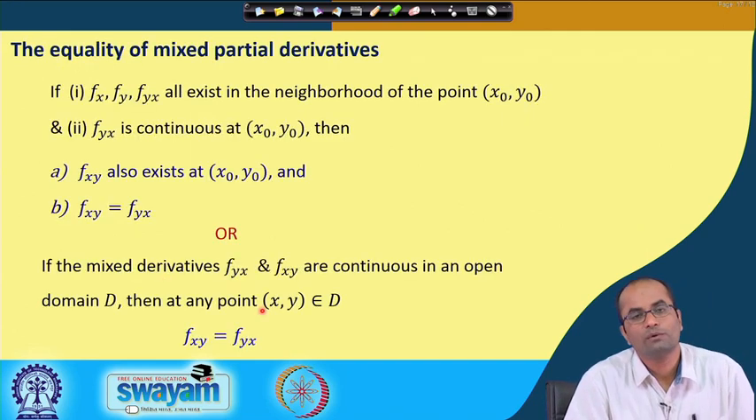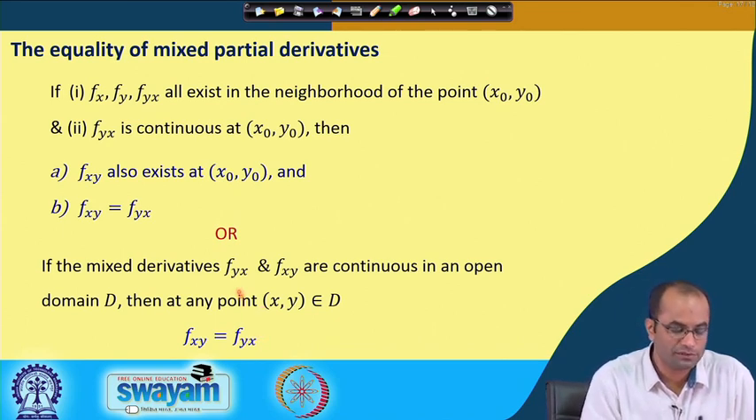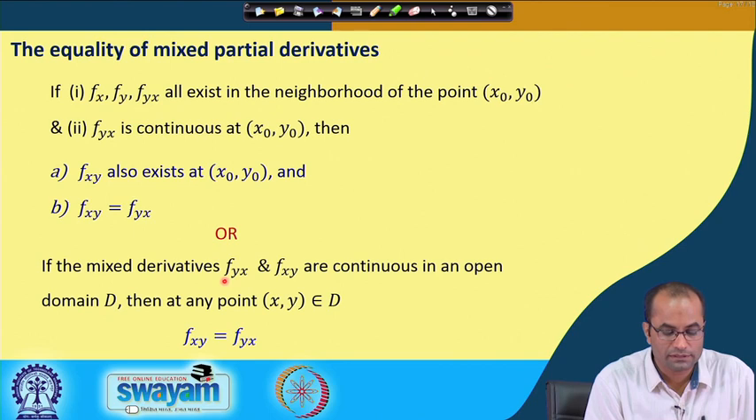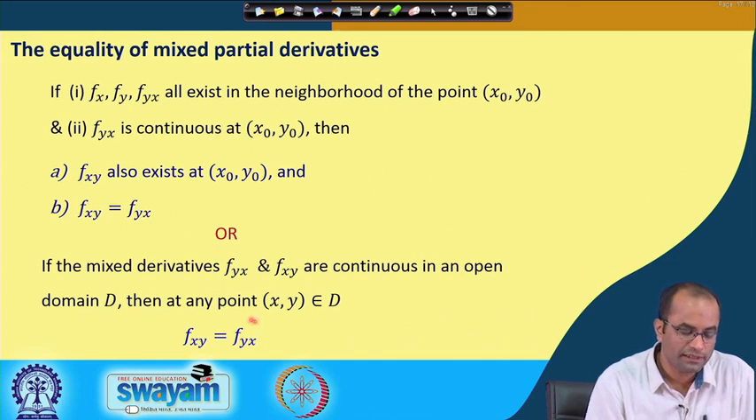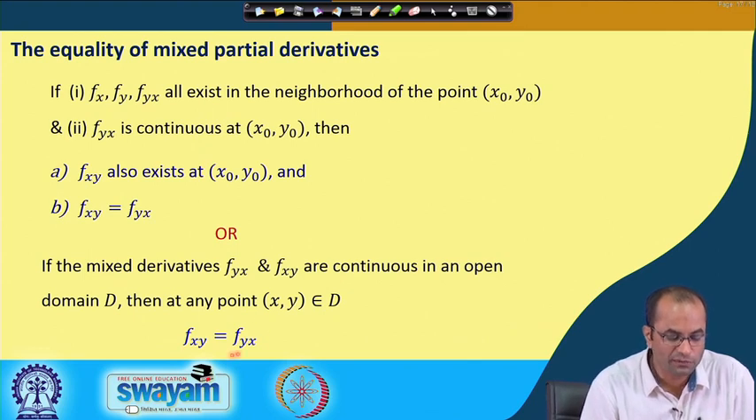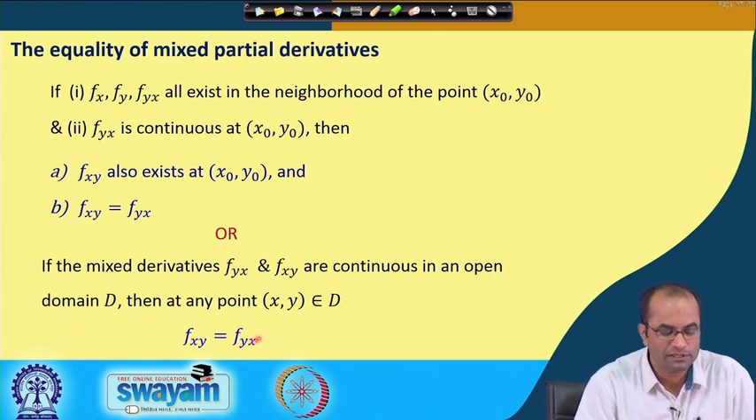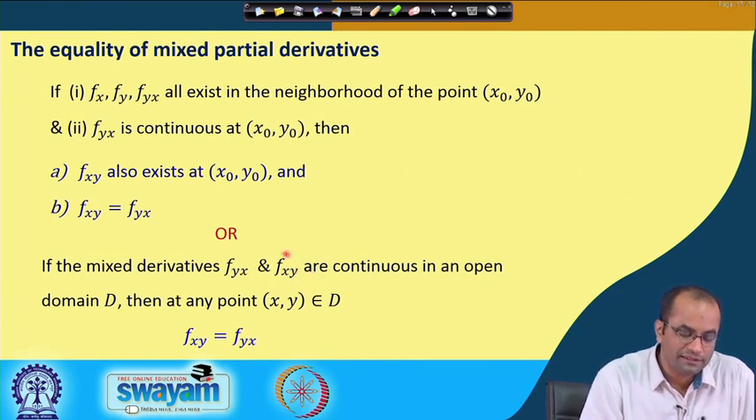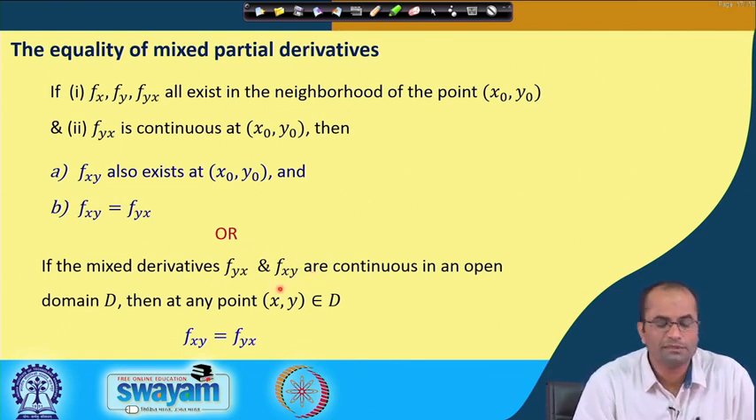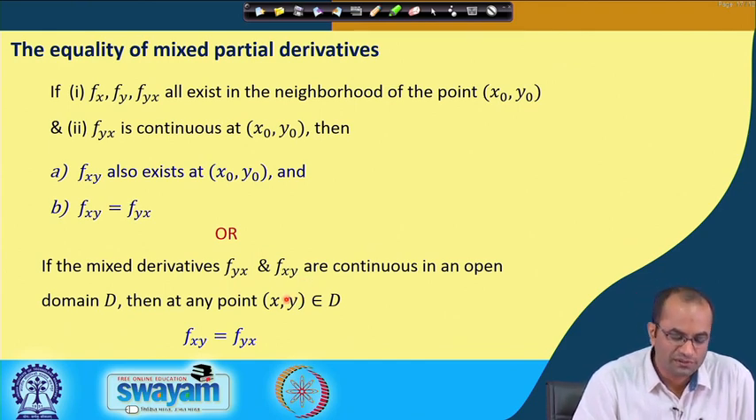Otherwise, we would have got the equality there, that f_xy is equal to f_yx, because that is a sufficient condition. So, if the second order partial derivatives are continuous, then they will be equal. So, what we can conclude from here is that if they are not equal, that means the derivatives were not continuous, because if the derivatives were continuous, then they have to be equal. So, if these mixed order derivatives are not equal, then we can conclude that these mixed order partial derivatives are not continuous.